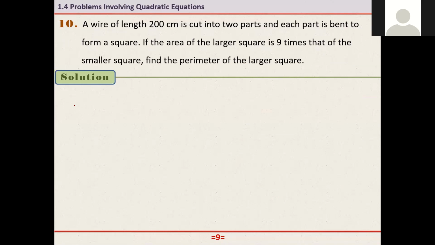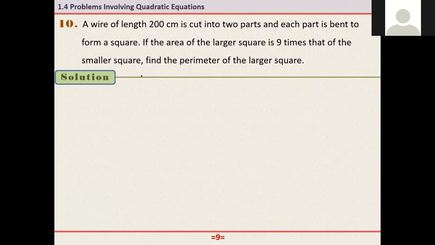Now, again, it's about quadratic equation. A wire of length 200 centimeters is cut into 2 parts, and each part is bent to form a square. If the area of the larger square is 9 times that of the smaller square, find the perimeter of the larger square. That's the question. If it is not clear, we have to reread it a bit slower, and after that we try to understand and use a variable.